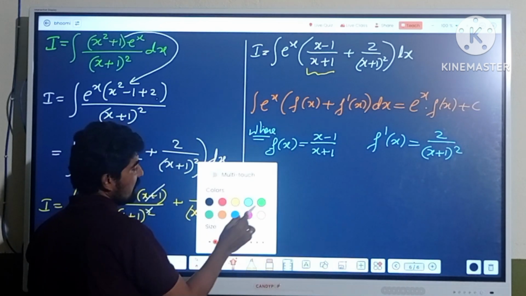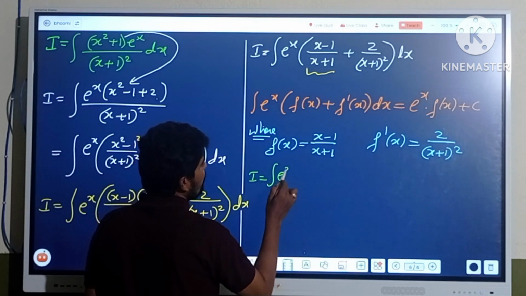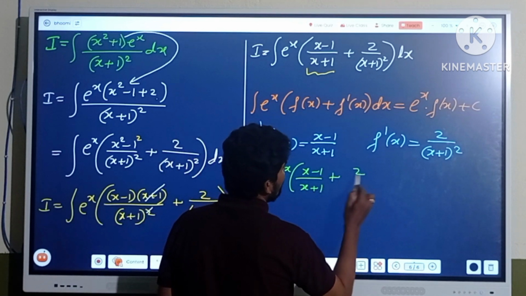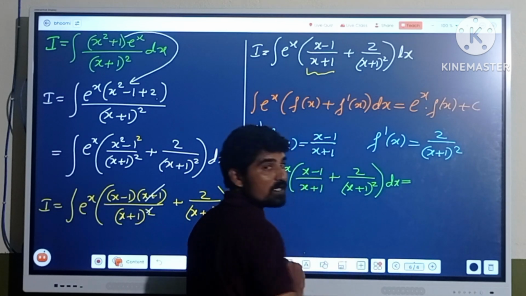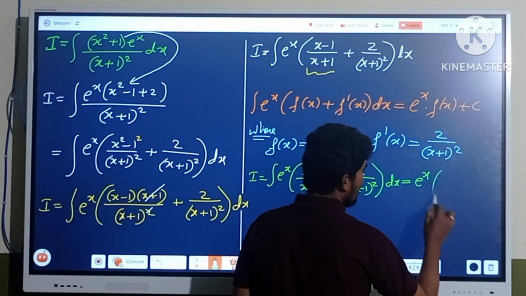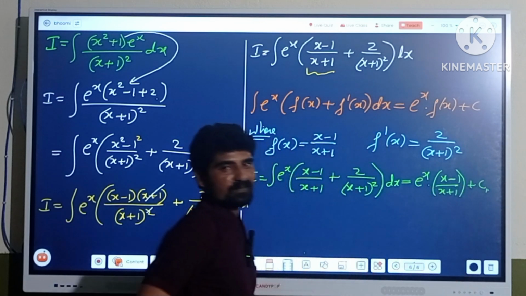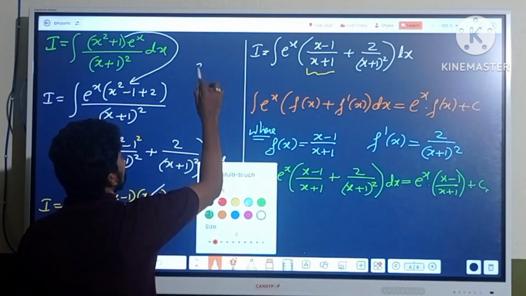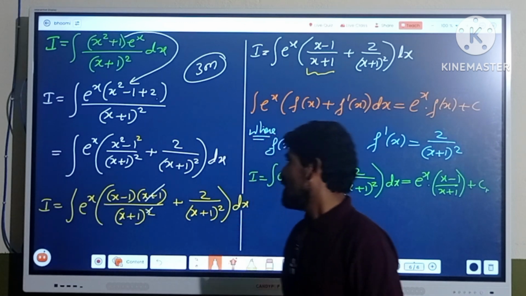Therefore, the value of the integral I is equal to the integration of e power x into (x minus 1) divided by (x plus 1) plus 2 divided by (x plus 1) whole square with respect to x, which is equal to e power x into f(x), where f(x) is (x minus 1) divided by (x plus 1), plus integral constant c. I hope all of you understood. And one more thing, this question is also important for 3 marks. This question was also asked in your annual examination. I hope all of you understood.